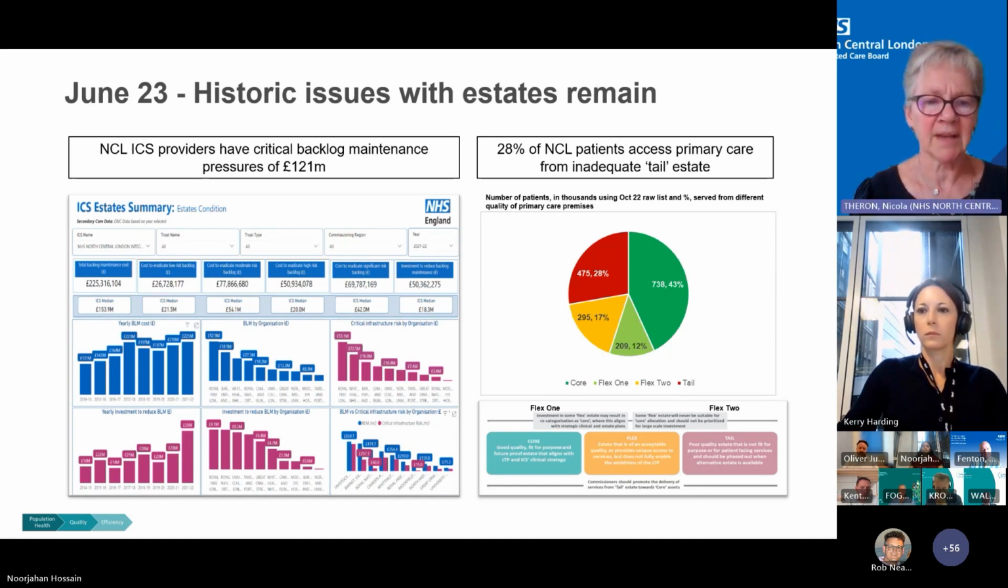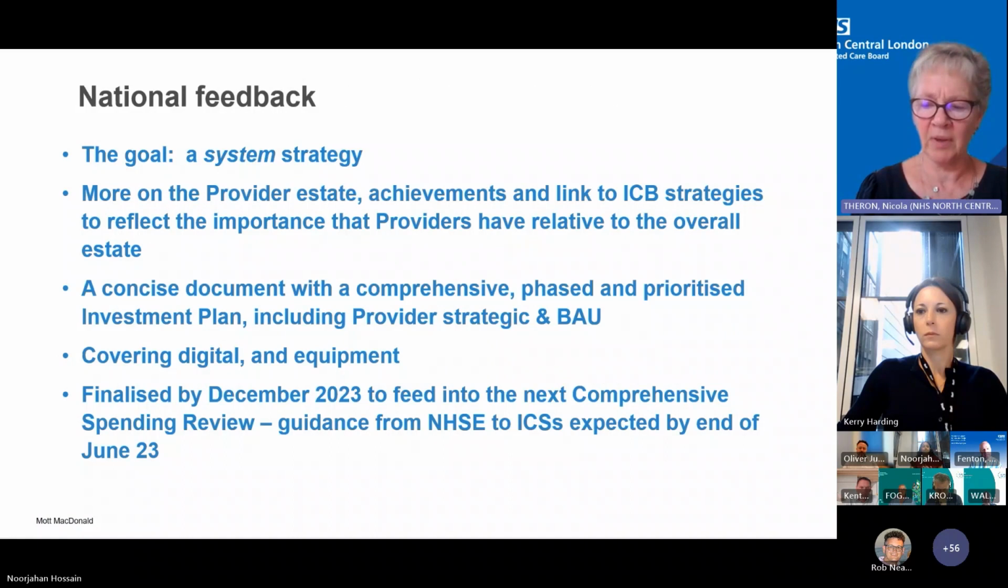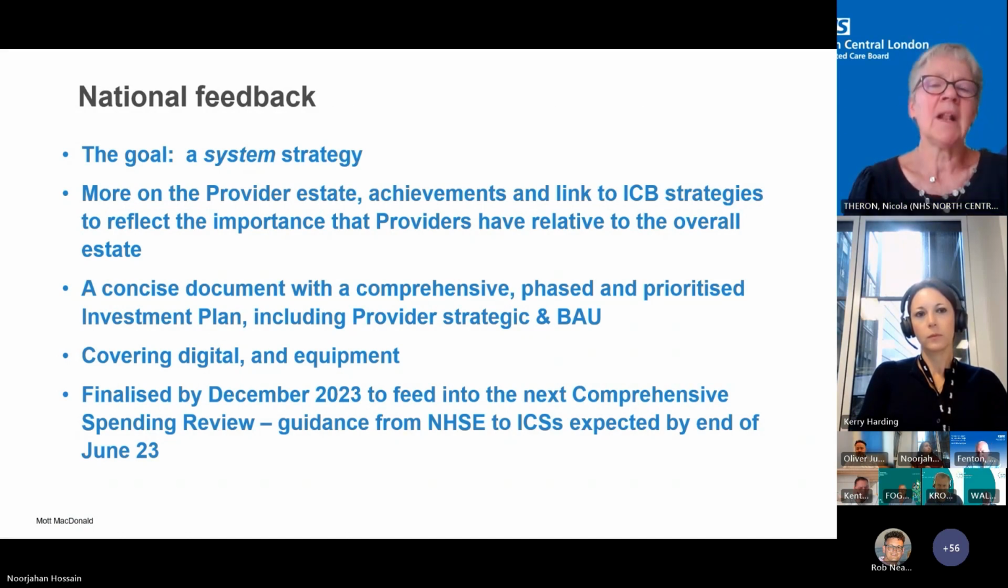So my next slide, I thought, would be useful to give you a little bit of the national feedback that we had from our estate strategy and how that's playing into our infrastructure strategy. So the feedback we had was that it was too local care based. We had focused heavily on trying to create a narrative around primary and community, which to some degree we had done, but we needed to bring those 12 providers into the tent. More on that in a minute.